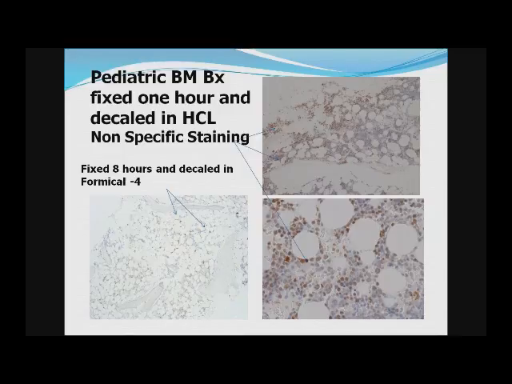But we do take time with our bone marrows. They are fixed for 8 hours, and then they're decaled in Pharmacal 4 after the 8 hours of fixation, and they're washed very well, and we do have optimal results with this procedure. We have 3 hematopathologists here and a lot of hemopath cases.